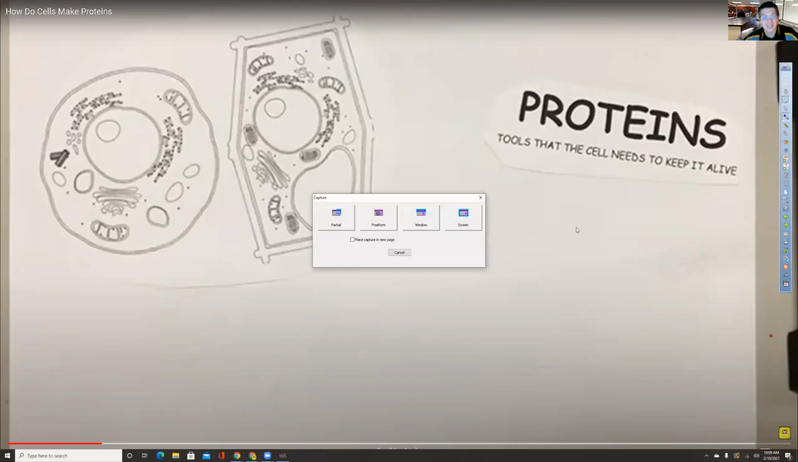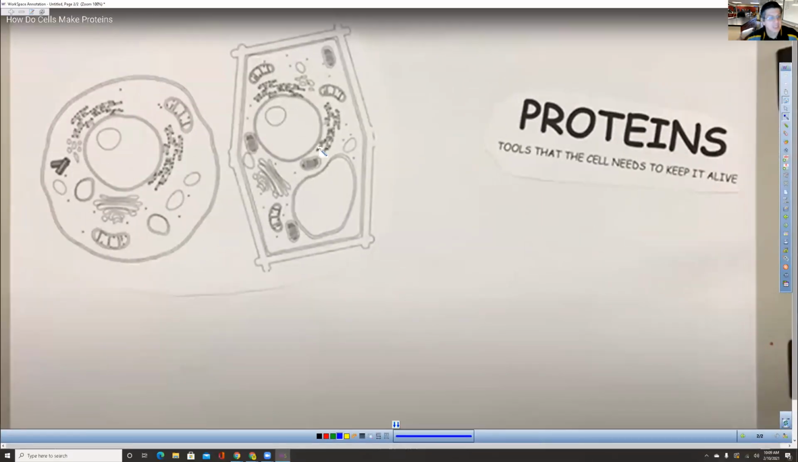So what did I say these guys are right here? Cells. Good. So this is a cell and that's a cell. Very good. Both of these are cells.